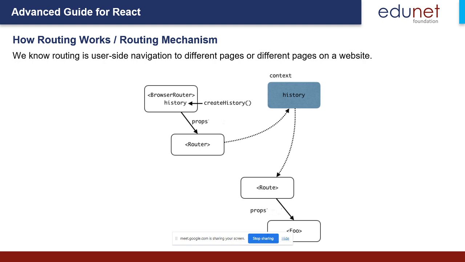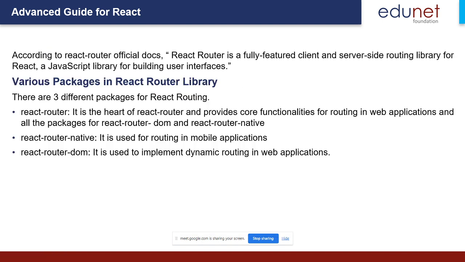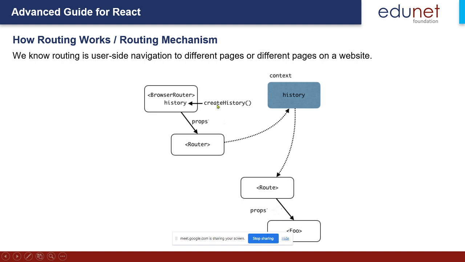So the next is how routing works and routing mechanism works. We know the routing is user side navigation to different pages on the website, right? So how it is going to perform? This is a browser router API, that is browser router and React router API வந்து நம்ம கண்டிப்பா அந்த library add பண்ணிருக்கணும் at the top left, so that it will be easy to work with this. Okay, and history கொடுக்கும், React create histories நமக்கு கொடுக்கும், and props router ko route னு ஒன்று இருக்கும் and flow இருக்கும்.